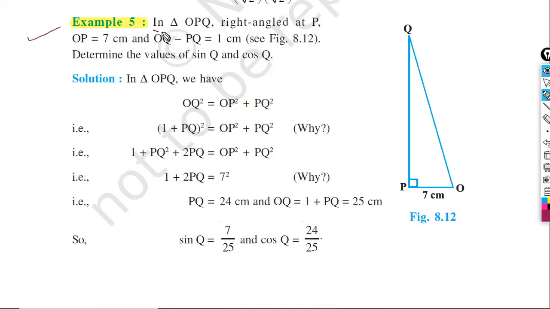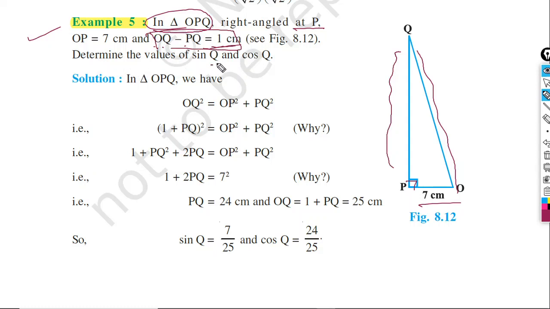Here in triangle OPQ, in this figure, the right angle is at P. OP is equal to 7, and OQ minus PQ equals 1 cm. Determine the value of sin Q and cos Q.